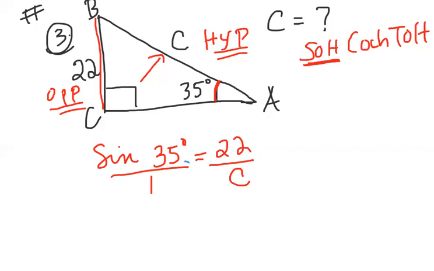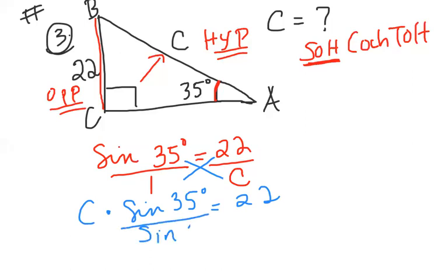Here, let me change the color. Cross multiply. So when we cross multiply, guys, this is what we end up with. C times sine of 35 degrees is equal to 22. Now remember, we're trying to solve for C. So to solve for C, you divide both sides by sine of 35 degrees. And of course, you're going to grab your calculators, guys. Okay, this cancels out. Make sure your calculator is in degree mode if it's not already in degree mode. And you are going to put this into the calculator so you can figure out the value, guys.